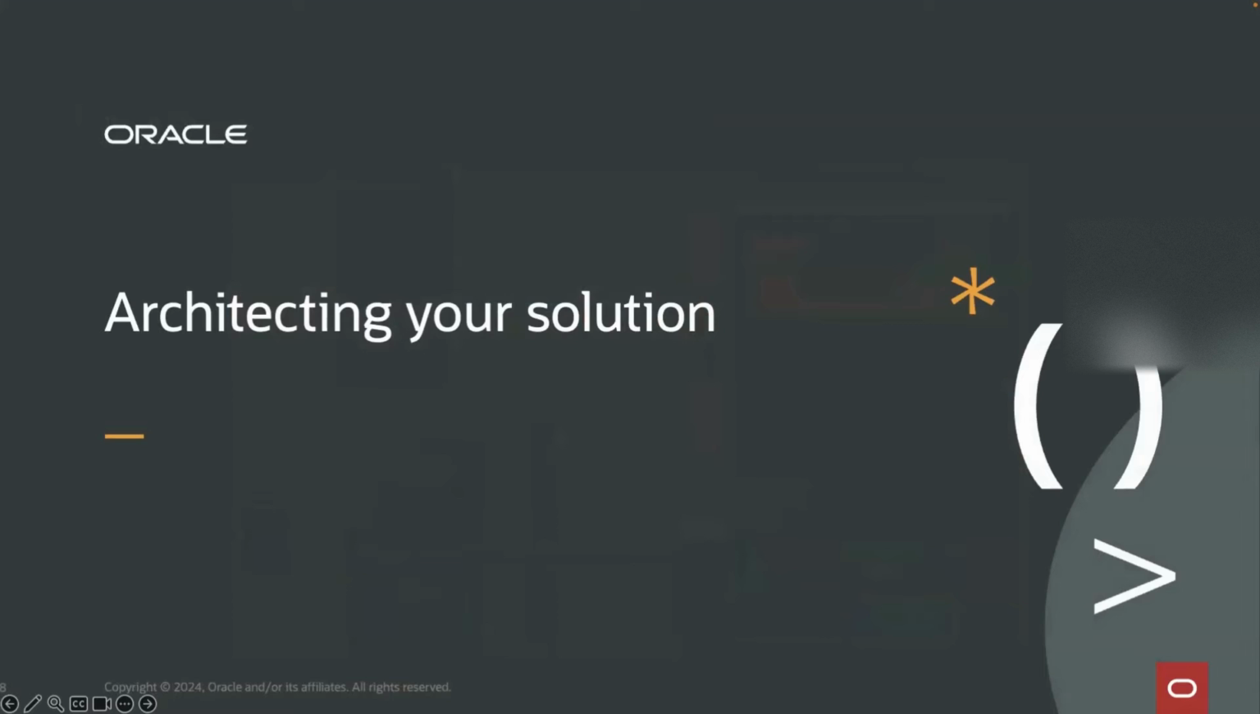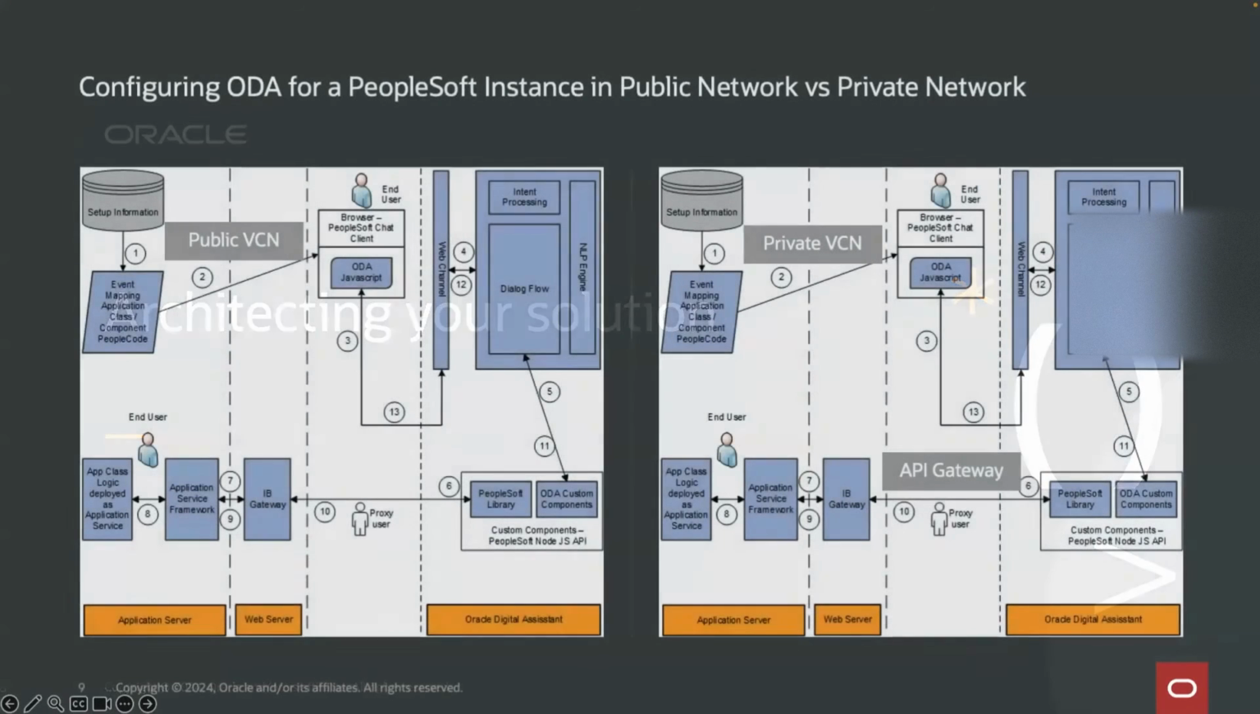Now let's see how you architect your solution. Let's say you have a public PeopleSoft instance and a private PeopleSoft instance, right? For each of these, the architecture might be slightly different, but one approach you can think about is what we have mentioned here. Let's say we have a public VCN wherein I'm deploying my PeopleSoft environment.